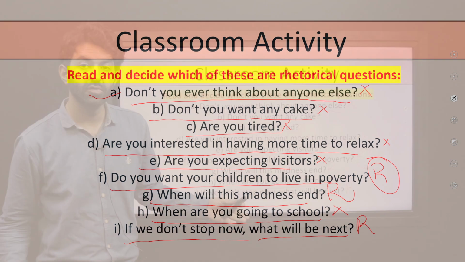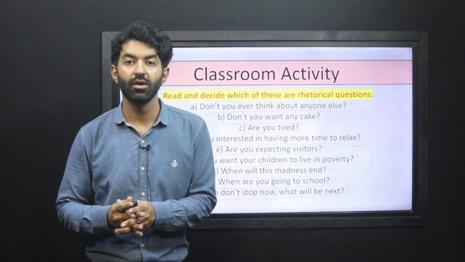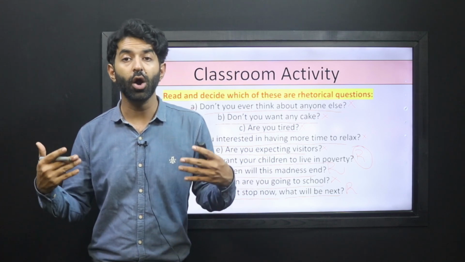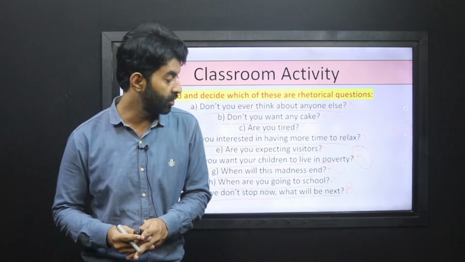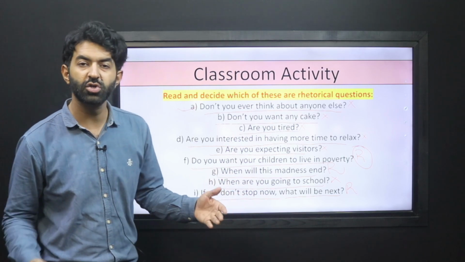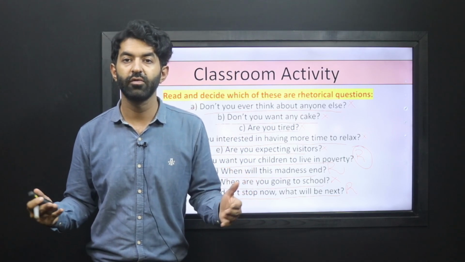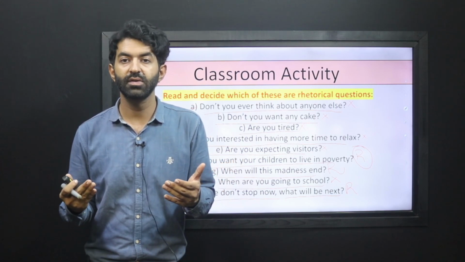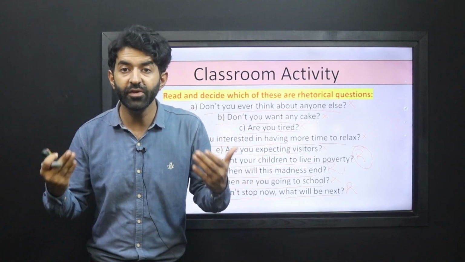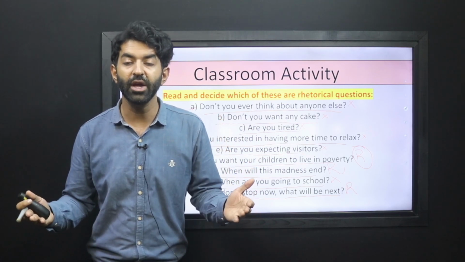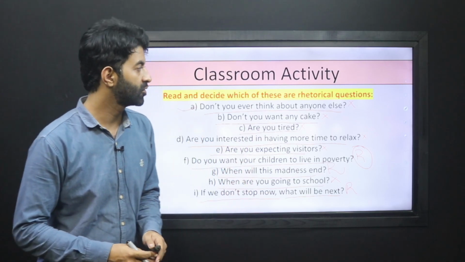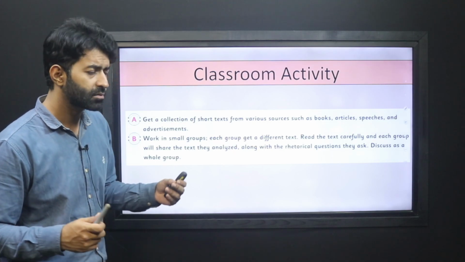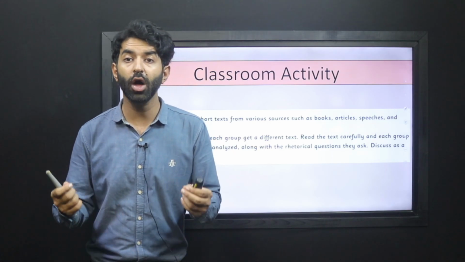So, if you just revisit these questions again, you will see that you don't want to answer it. It means automatically this is a rhetorical question, like, do you want your children to live in poverty? If I ask you this, you will think about it and you will not say yes or no, because obviously you don't want it. So it means that this is a rhetorical question. So I hope that now you can easily recognize a rhetorical question from a normal question.